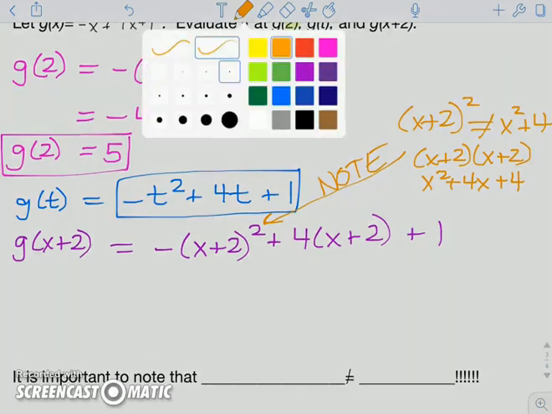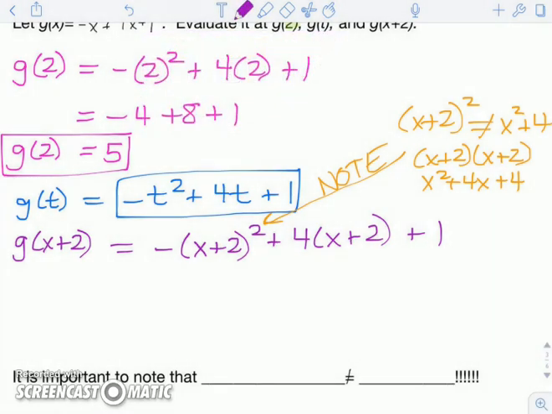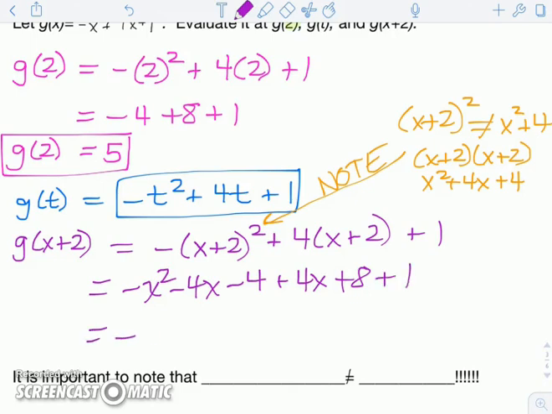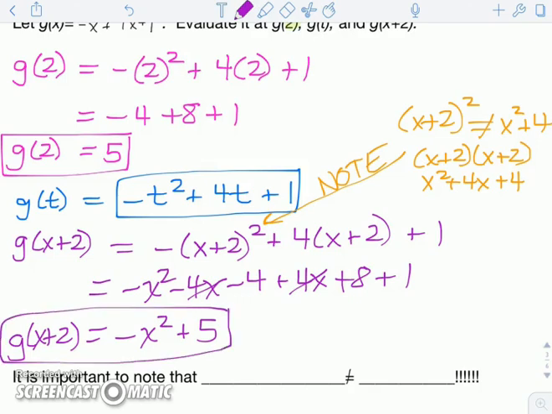So when I simplify that, I'm looking at negative, I'm just going to distribute the negative to all of those, negative x squared minus 4x minus 4. I'm going to distribute this 4, plus 4x plus 8 plus 1, and this whole thing simplifies to negative x squared. My 4x's cancel out, negative x squared plus 5. So g of x plus 2, or the function evaluated at x plus 2, simplifies to negative x squared plus 5.